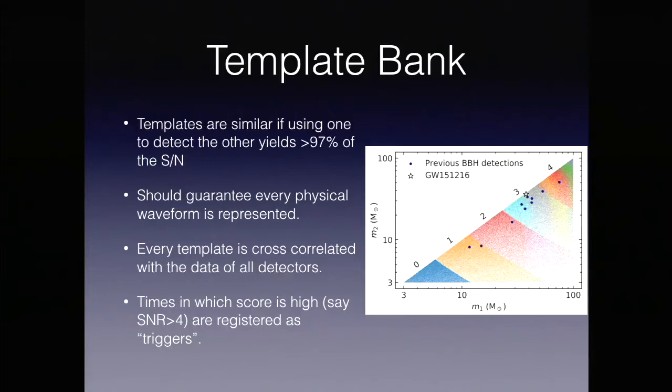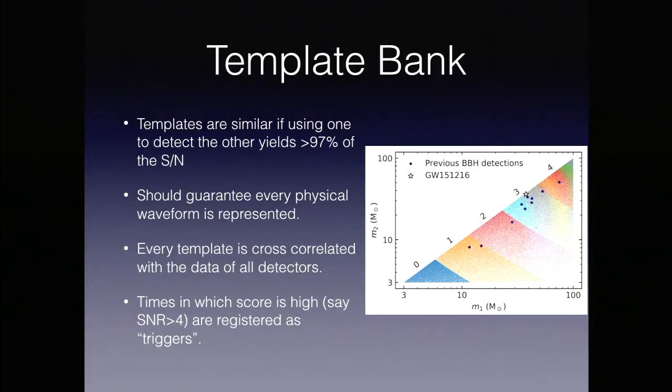So you need to have some discretized bank. And in order to decide what to put in the bank and what not, you define a similarity between templates. You say 2 templates are similar if more than 97% of the SNR is recovered. It's a binary relation. So if you have 1 template you are interested in and you use another, they are similar if using the other one, the wrong template, yields 97% of the SNR. So a good template bank guarantees that every physical waveform is represented. So there is a similar waveform for every physical waveform. And every template you cross-correlate with the data using all detectors.